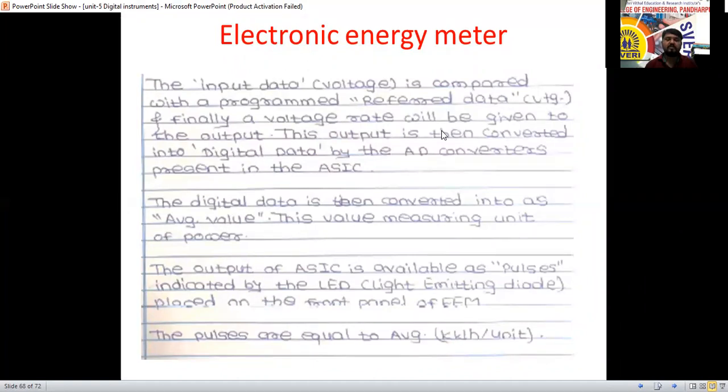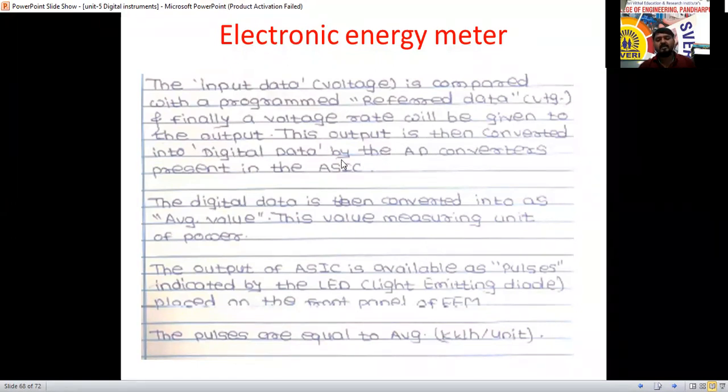Whatever sample voltage and current it collects, it is going to compare with the reference value or standard voltage and current. Finally, the voltage rate will be given to the output. This output is then converted into digital data.